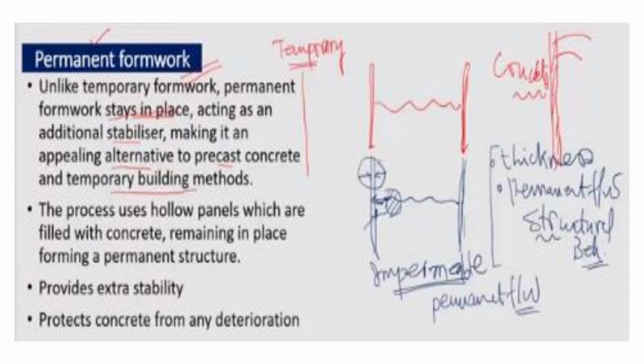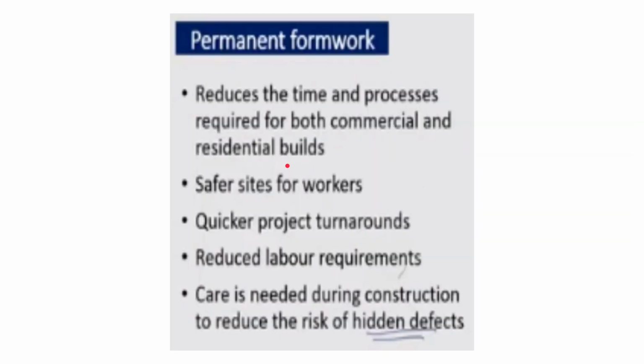The process uses hollow panels which are filled with concrete, remaining in place and forming a permanent structure. So it provides extra stability and protects concrete from any type of deterioration. So these are some of the uses and advantages of permanent formwork.